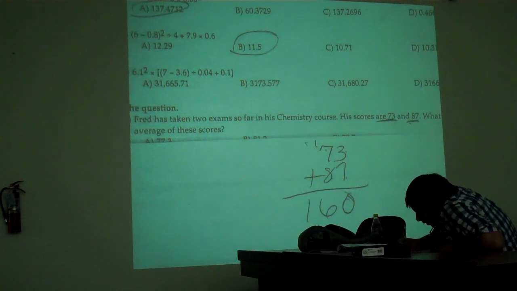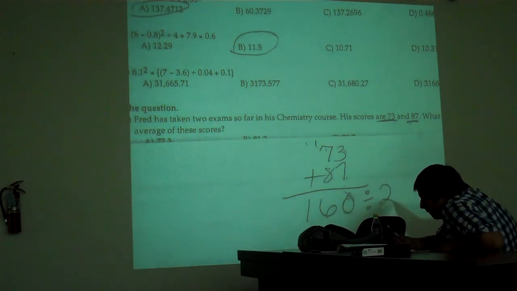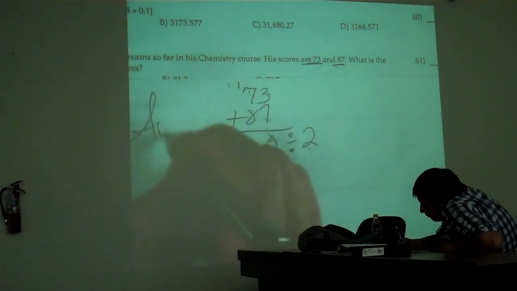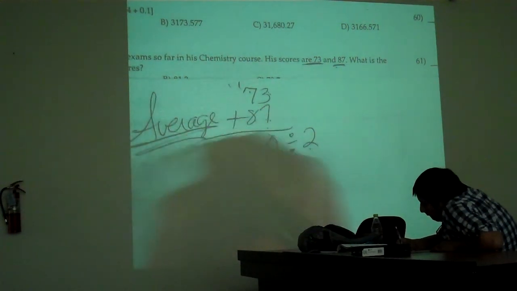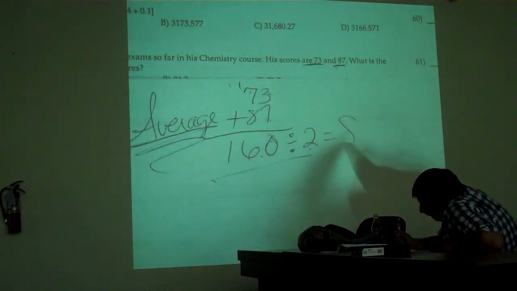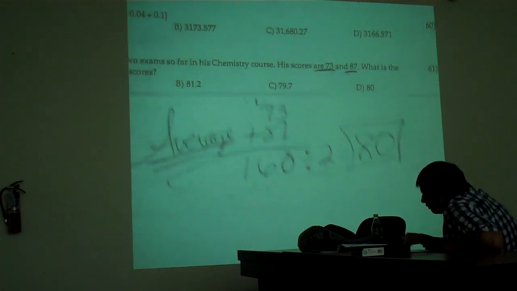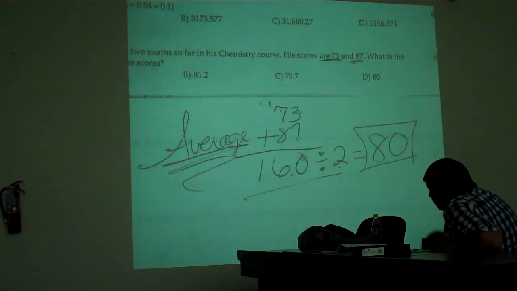No, let's divide it by 2. Divide by 2 because there were 2 scores. If there were 3, what would you do? Divide by 3. This one there was 2 scores, so you divide by 2. We're getting an average. So divide by 2, his average is an 80. Okay, that would be answer D.